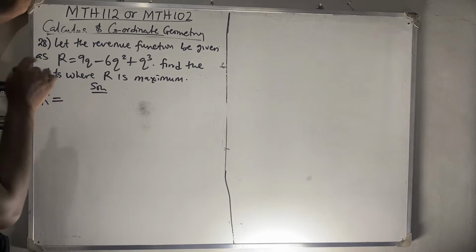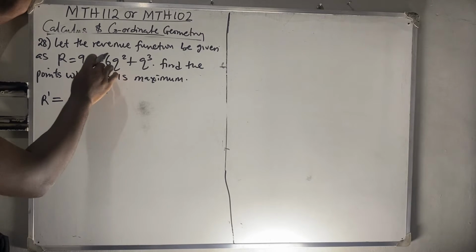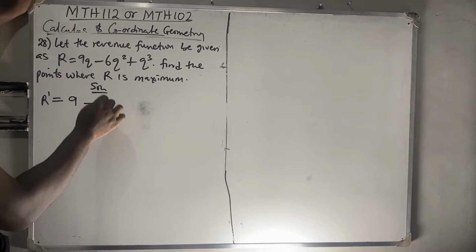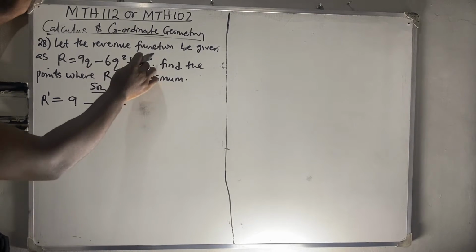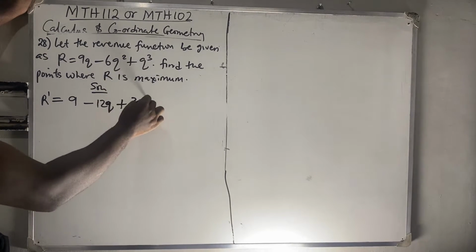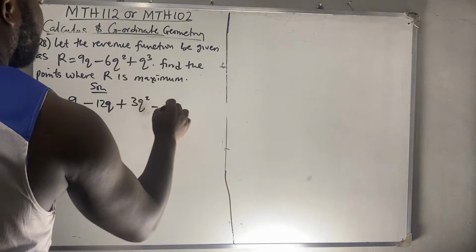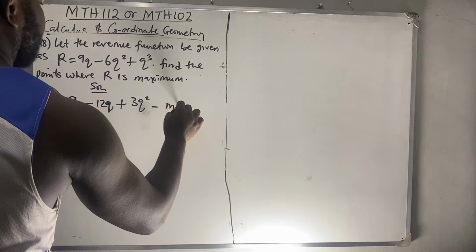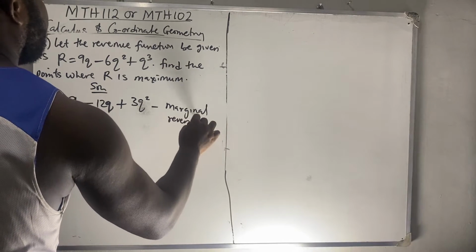Marginal revenue function is equal to, differentiate this one, I have 9 minus, differentiate this one, I'm having 12Q. That is multiplied by the power, remove 1 from the power, 12Q. Then differentiate this one, I'm having 3Q squared. Now this is called my marginal revenue function.